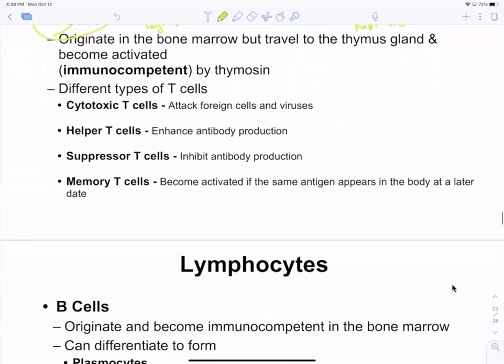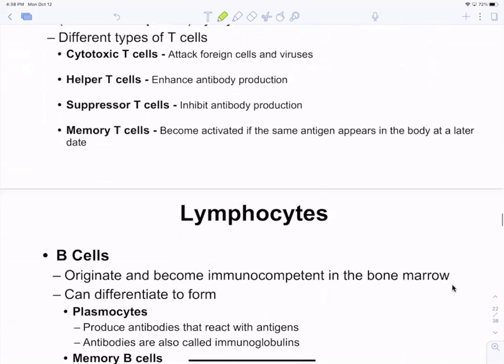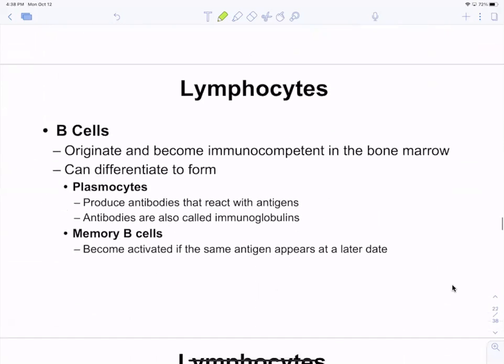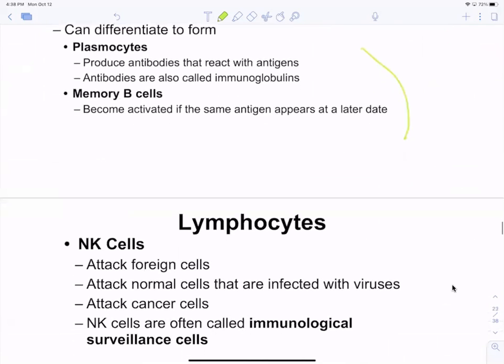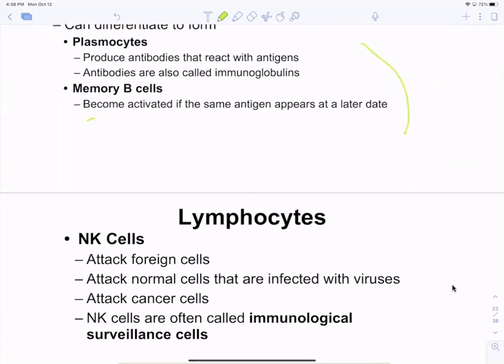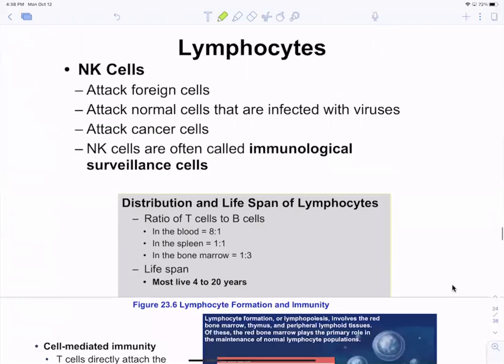So go through, read through cytotoxic T cells, helper T cells, suppressor T cells, and memory T cells. And again, B cells, these are the antibody-antigen complex cells. These are the ones that can also help when you have an immunization, right? Depending on the type of immunization. NK cells, natural killer cells, they're looking for retroviruses or cancerous cells.